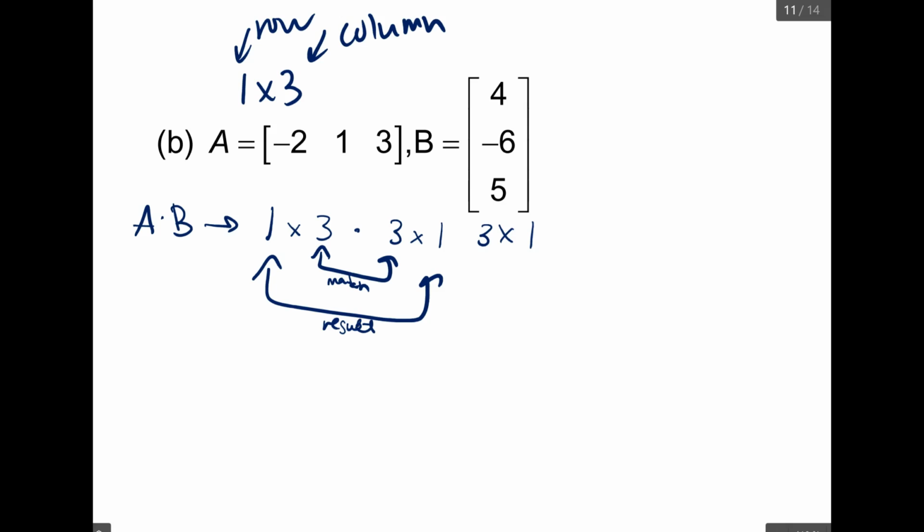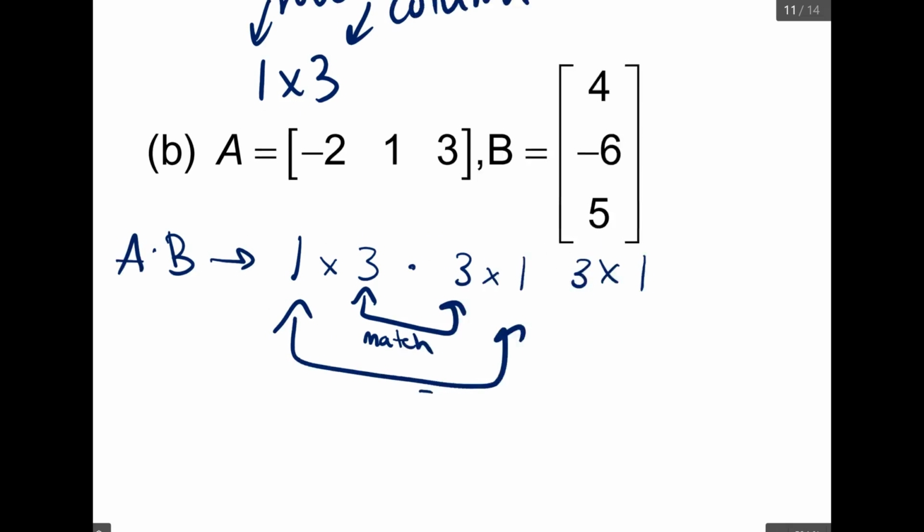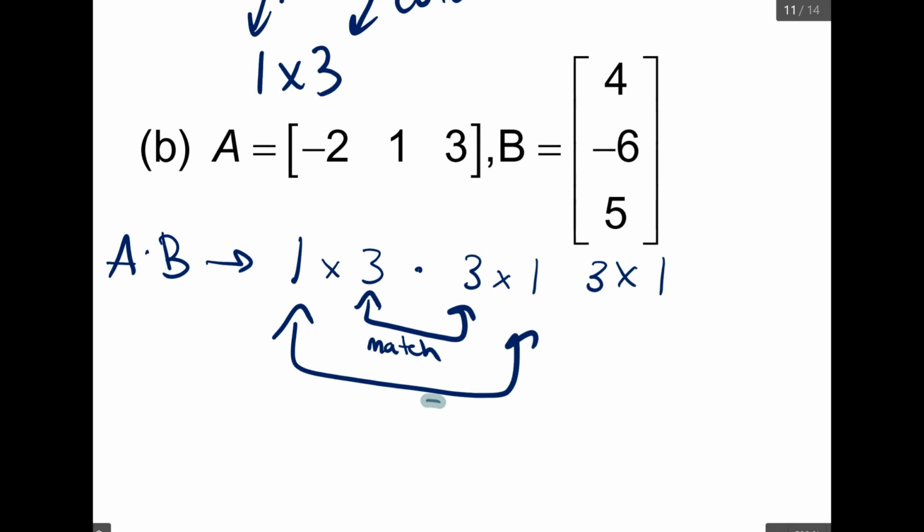The thing will just be 1 by 1. The resulting matrix will be a 1 by 1. What does a 1 by 1 look like? Literally, it's just one number. One row, one column, literally one number.